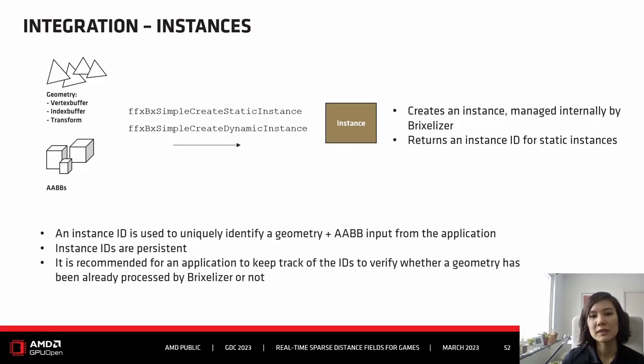There are two different types of instances. One is a static instance for static geometry, and one is a dynamic instance for dynamic geometry. In the case of a static instance, Pixelizer will return an instance ID, because this is used to uniquely identify the geometry in its AABB and also to do general state tracking of this instance internally in Pixelizer. The IDs are persistent, and it's also recommended that the application keeps track of them to verify whether geometry has already been processed by Pixelizer or not.